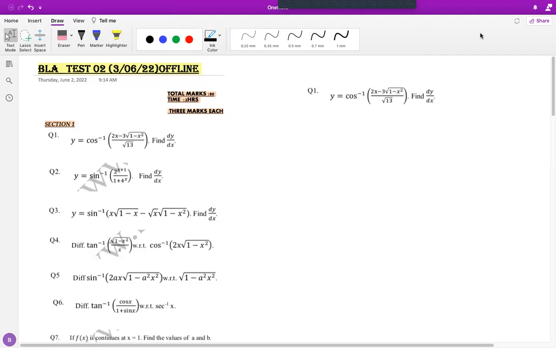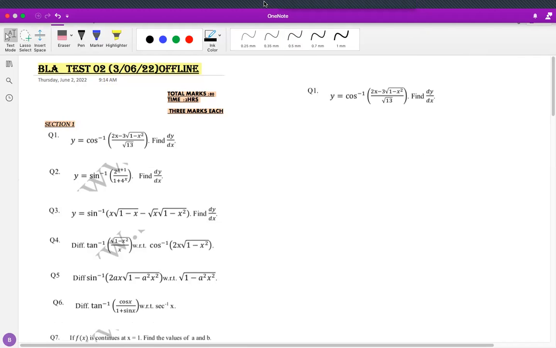Hello students, today I'll be discussing the test paper that you have written on 3/6/2022. Section 1, the first question will be discussed now.